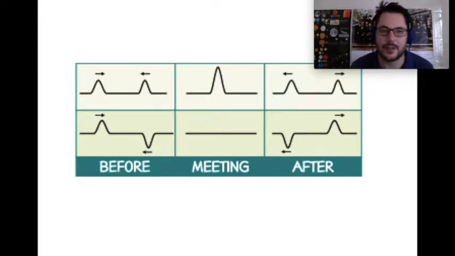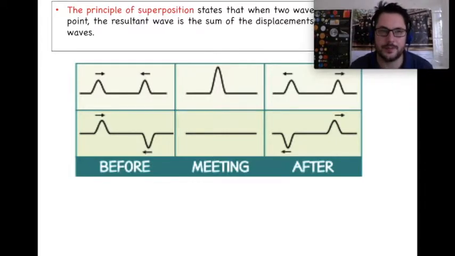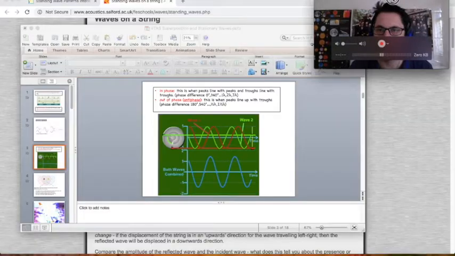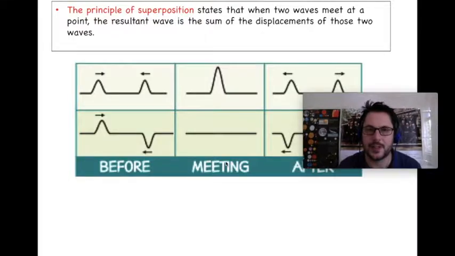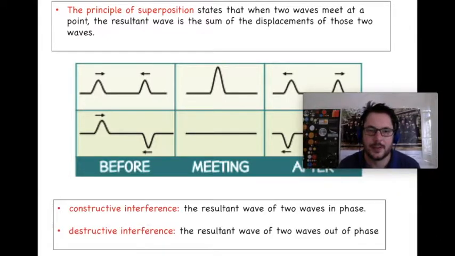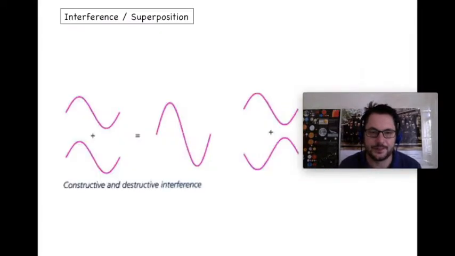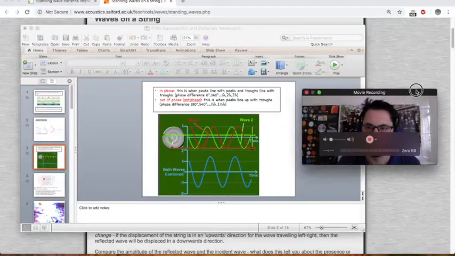Let's have a look at the next screen. The principle of superposition states that when two waves meet at a point, the resultant wave is the sum of the displacements of those two waves. We can pause that and remember the principle of superposition. Next, what we just talked about: constructive interference and destructive interference.